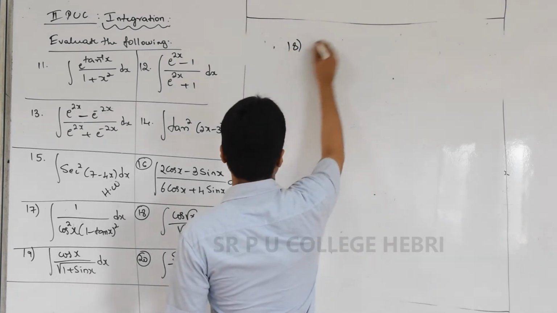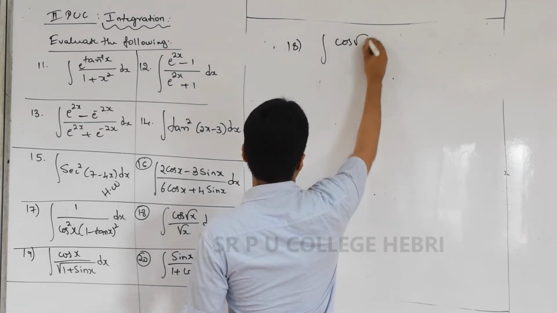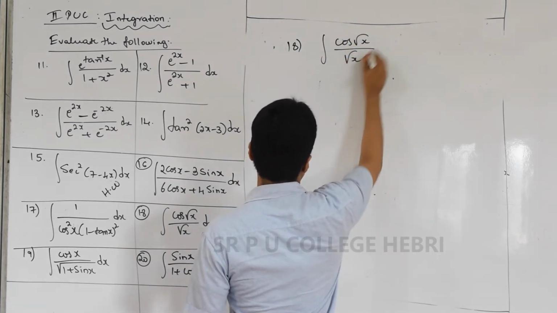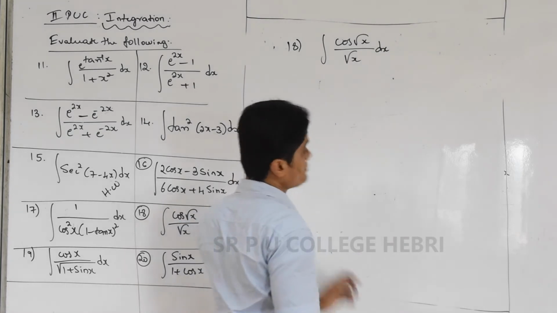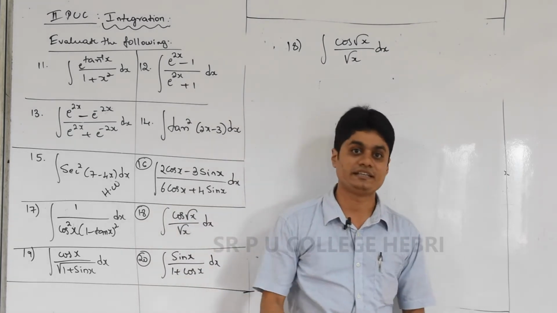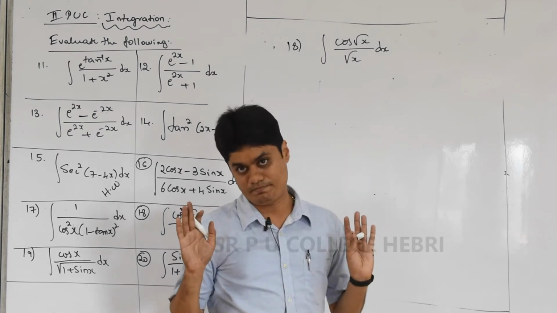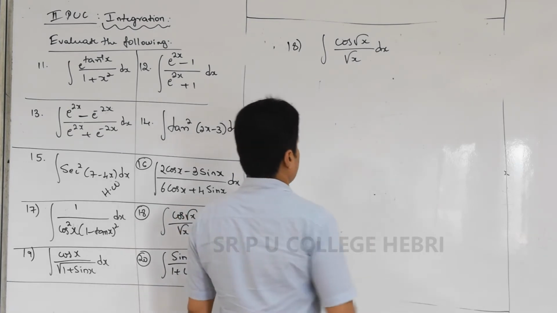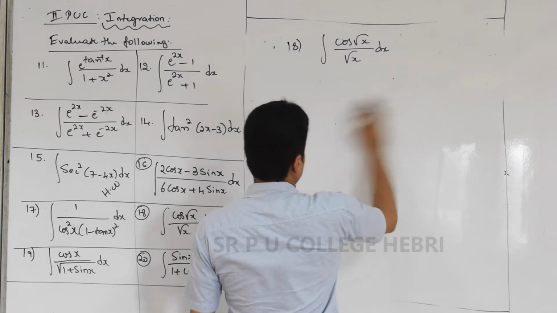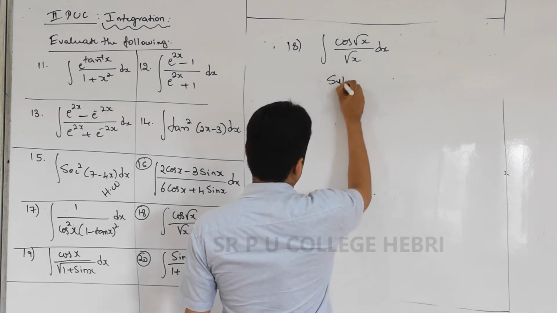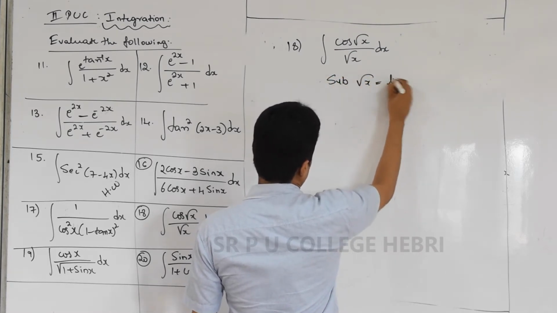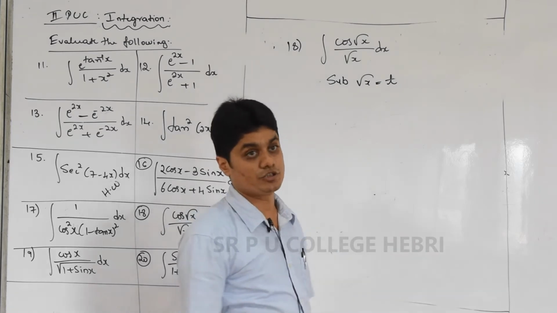Question number 18. This is a very important question. Important in the sense that this question is asked in the final exam. And like this you can solve so many different problems. Instead of cos there may be sin, tan, cosecant, secant, cot, whatever. The method will be the same. Okay. Yeah, can you tell me how to start? Yes, you are right. Substitute root x is equal to t.